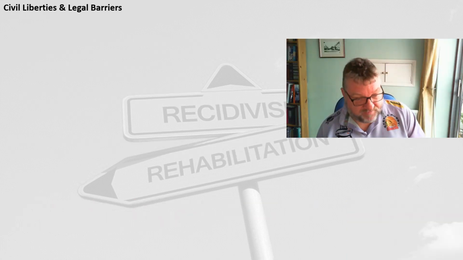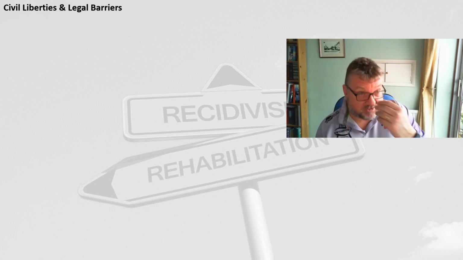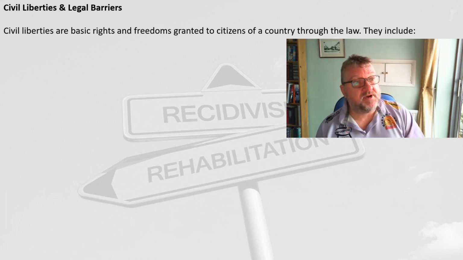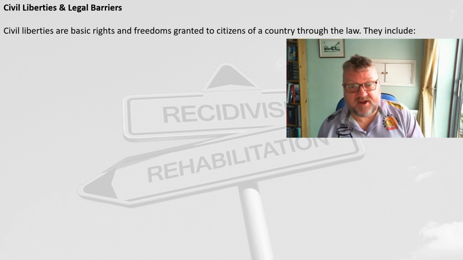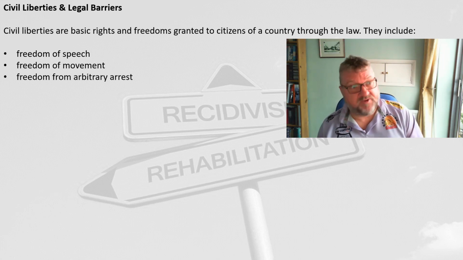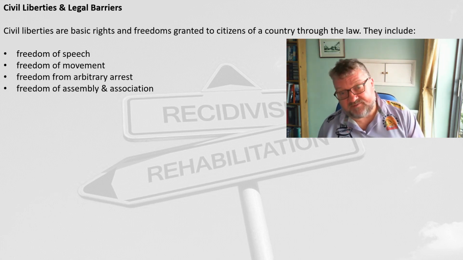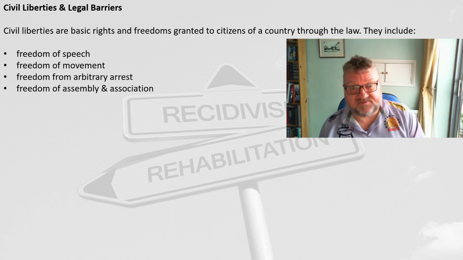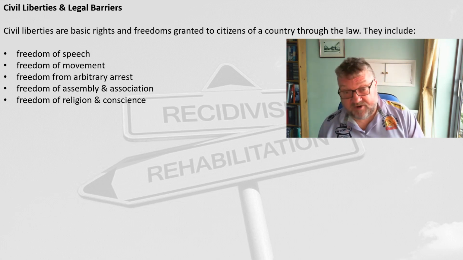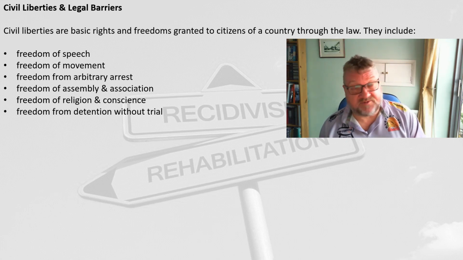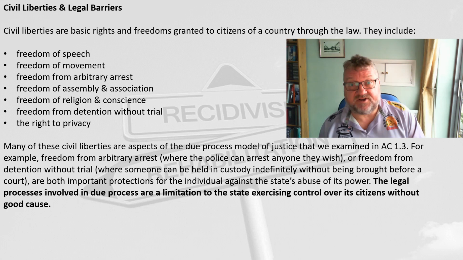So having looked at repeat offending as a limitation of agencies in achieving social control, our next category would be civil liberties and legal barriers. Now, civil liberties are our basic rights and freedoms that as citizens in a democratic country we are entitled to through law. So they include things like freedom of speech, freedom of movement, freedom from arbitrary arrest, freedom of assembly and association, so I can go out and protest if I want, if I do it peacefully. I can associate with who I want, providing I'm not breaking the law. Freedom of religion and conscience, freedom from detention without trial, the right to privacy. Now, those are our basic freedoms.